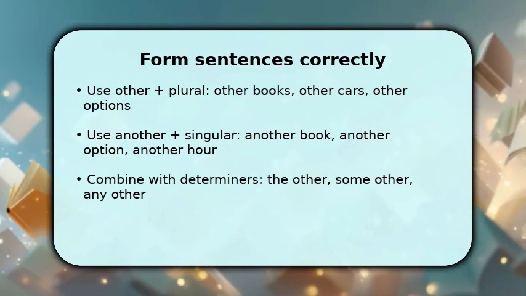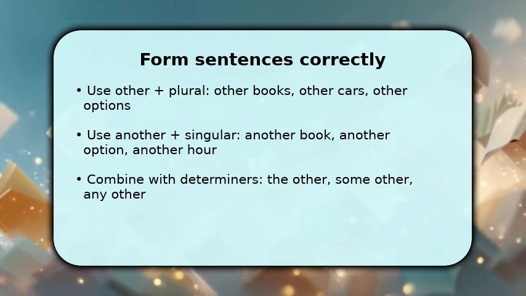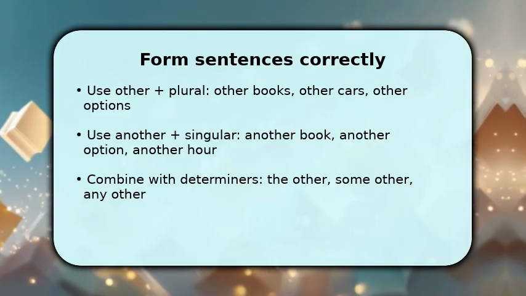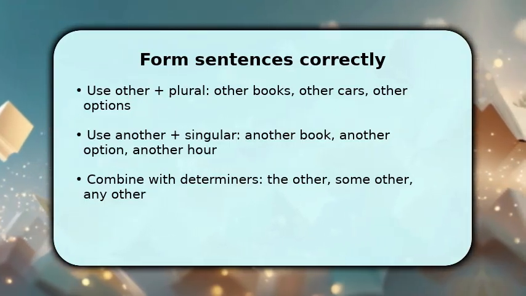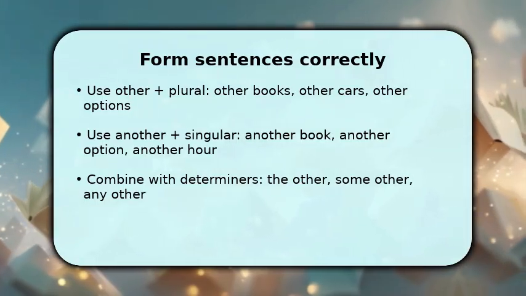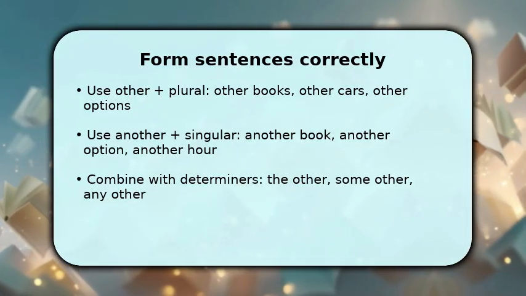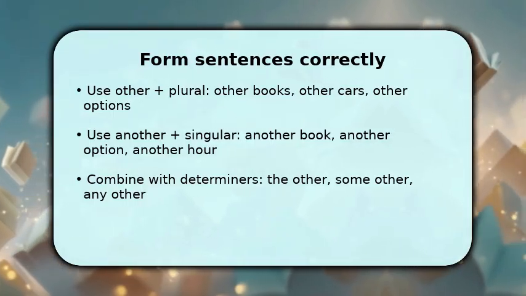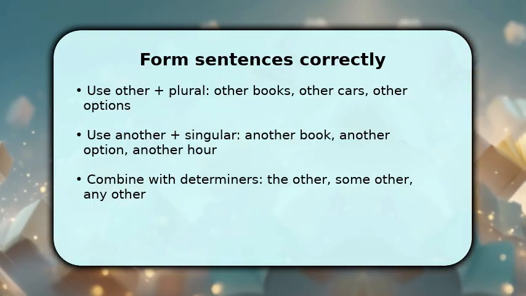You now form full sentences by matching determiners and verbs to your choice. For example, say other options are available because options is plural. Say, would you like another option? When offering one more. Once done, make sure to use the correct determiner. The other points to a specific set. Some other implies nonspecific alternatives.